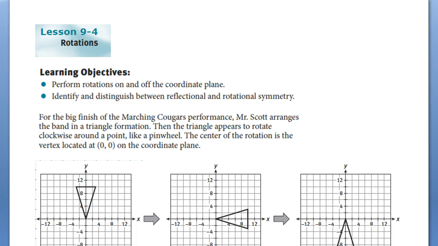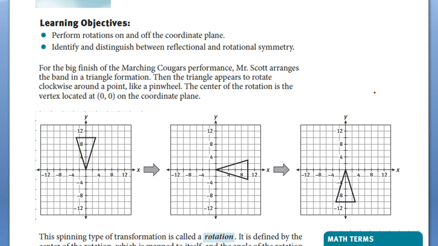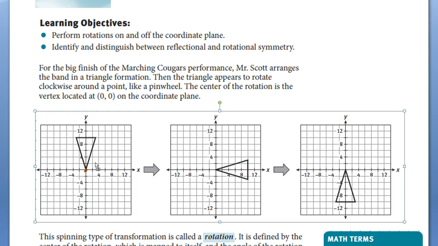For the big finish of the Marching Cougars performance, Mr. Scott arranged the band in a triangle formation. Then the triangle appears to rotate clockwise around a point like a pinwheel. The center of the rotation is the vertex located at 0, 0 of the coordinate plane.